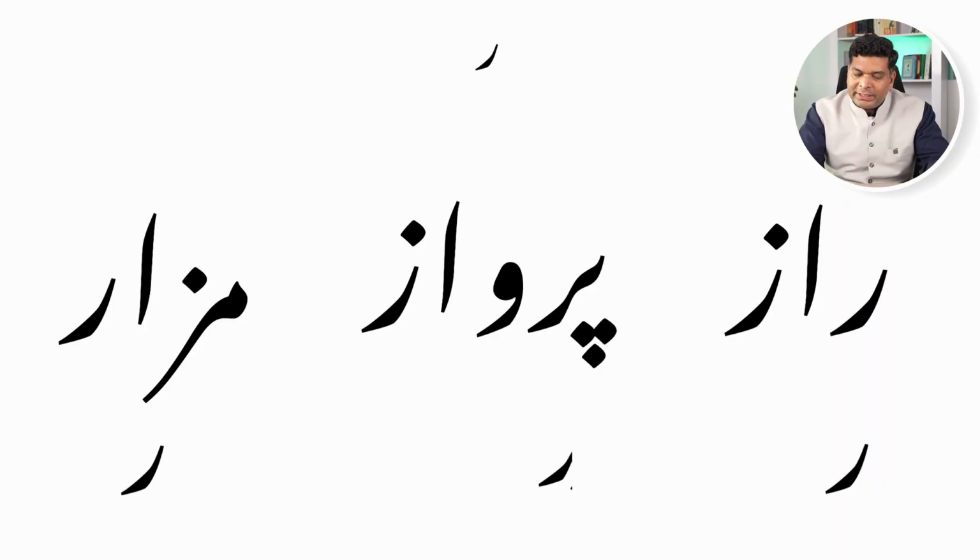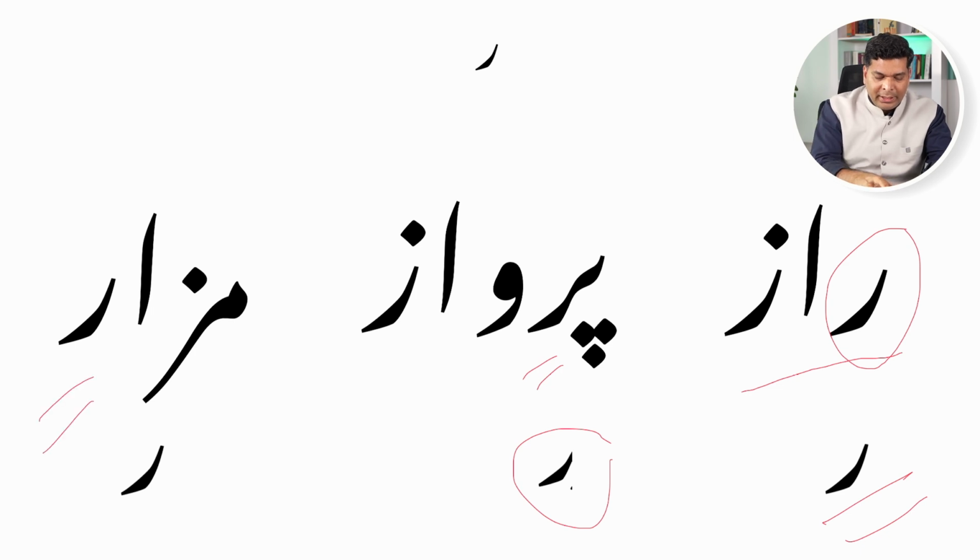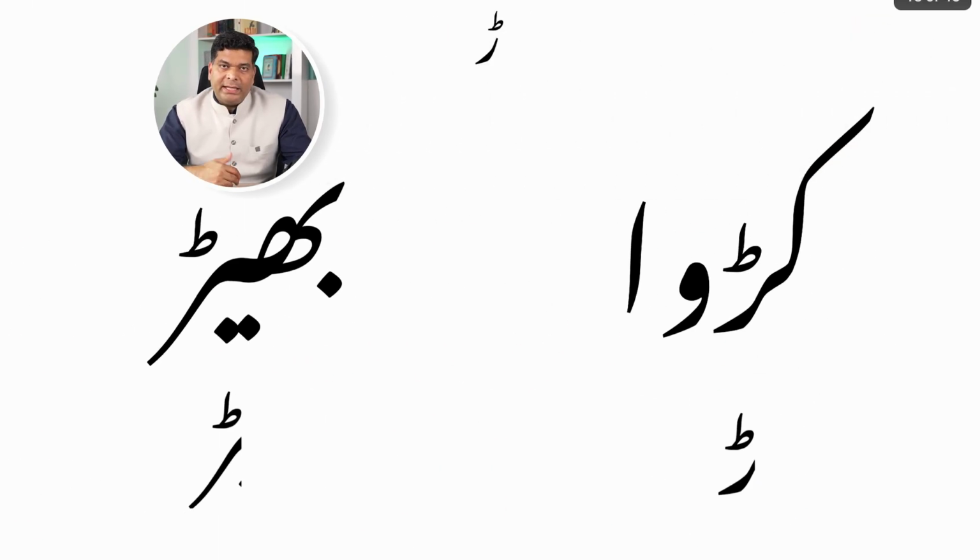The same rule is followed by the Ray family, the way the dal family behaves, which is that it retains its shape in the beginning, in the middle, and in the end. So if you see with Ray, we have a word here called raz, and in raz it starts with Ray and retains the shape. In the middle, we have got parvaz, so it appears in the middle and retains its shape. And in the end, we have got mazar, and it appears and keeps the shape the way it is. Same thing for Ray.